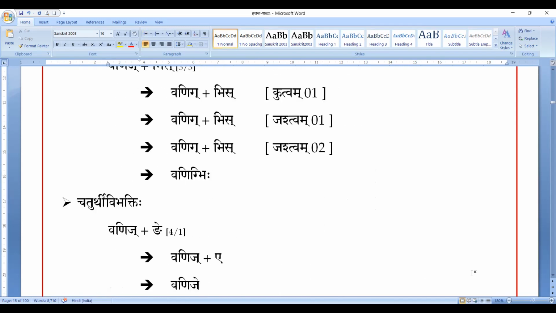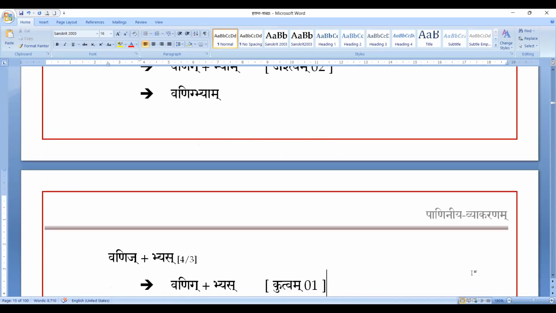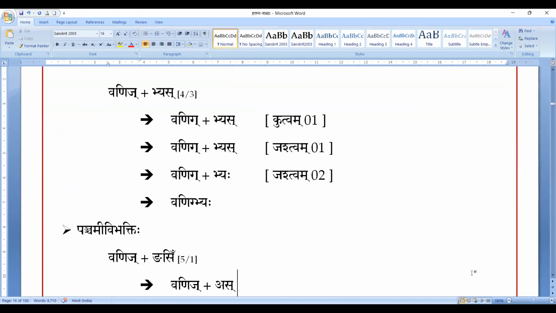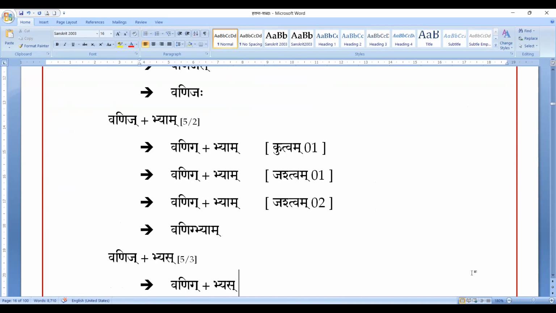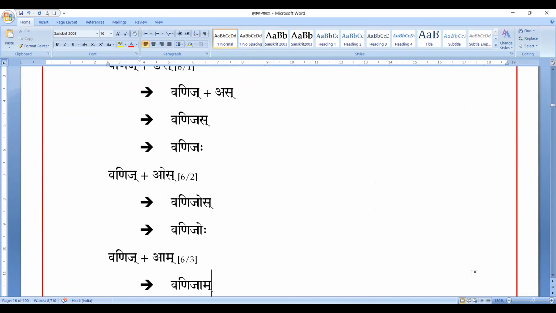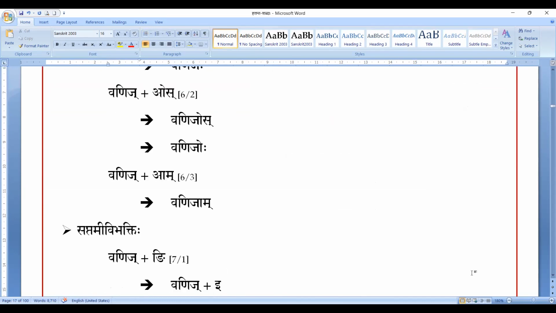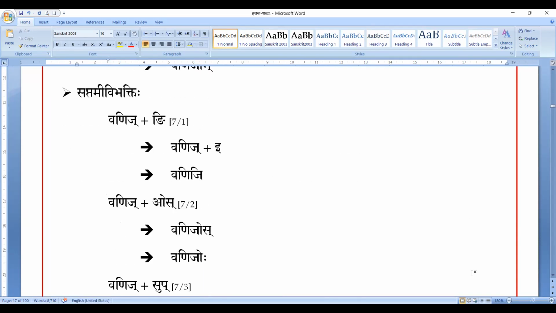Then Chaturthi Vibhakti: Vanij plus e will become Vanije, Vanigbhyam, Vanigbhyah. Panchami Ekavachanam: Vanijah, Vanigbhyam, Vanigbhyah. Shashthi: Vanijah, Vanijoh, Vanijam. Then Saptami Ekavachanam: Vaniji, Vanijoh, and Vanij plus sup. What will happen here? Vanij is Padam. Vanikshu, very good.